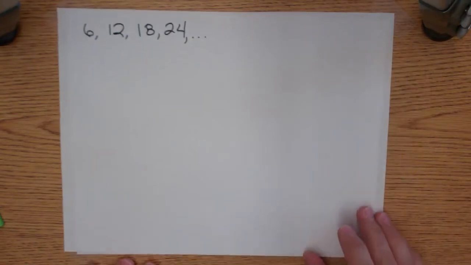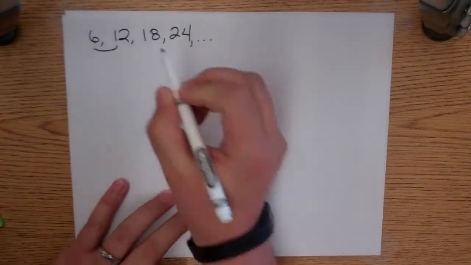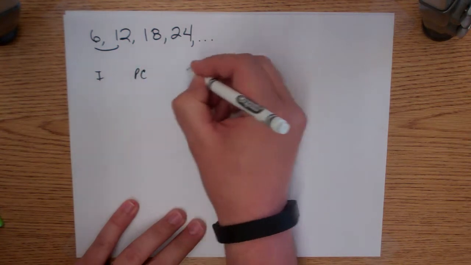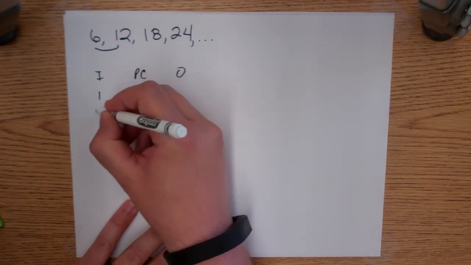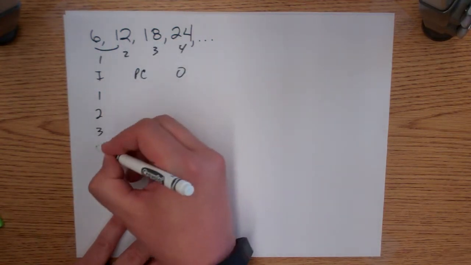Now, let's look at a pattern with numbers. So here we have a numerical pattern. We have 6, 12, 18, 24. So we need to figure out what's going on from here to here. We can make that table if you want to: input, process column, and output. So we have our first, second, third, fourth: 1, 2, 3, 4.